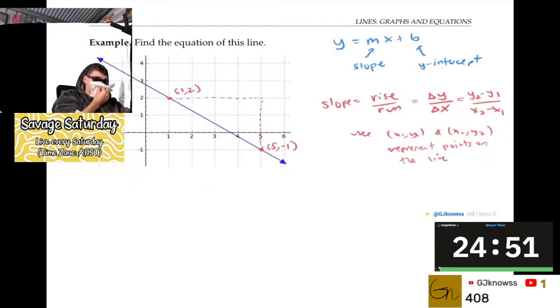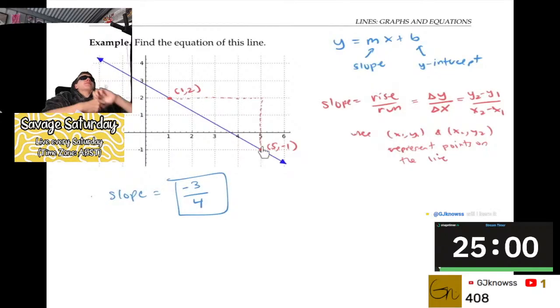Counting off squares, this is a run of 1, 2, 3, 4 squares, and a rise of 1, 2, 3, so negative 3. So my slope is going to be negative 3 over 4. I got that answer by counting squares, but I could have also gotten it by looking at the difference in my y values over the difference in my x values.